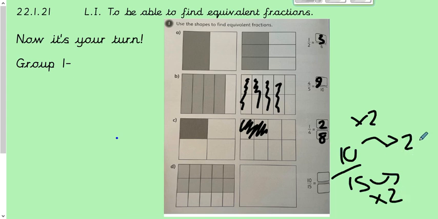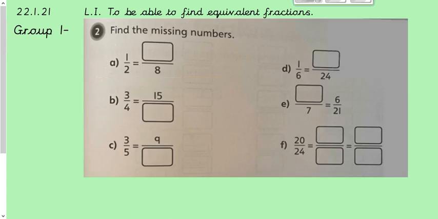10 times 2 is 20. 15 times 2 is 30. And you could have drawn that if you wanted to, but I'm not going to because it will take quite a while. So your answer should be 20/30ths. But you might have got something different if you chose to times it by a different number.